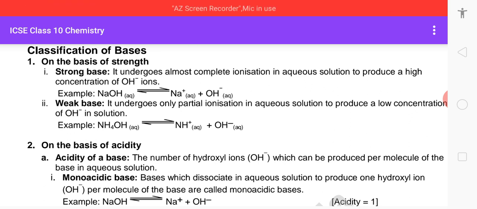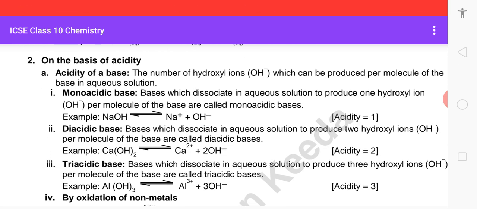Then the next basis of classification is on the basis of acidity. Acidity of a base is the number of hydroxyl ions which can be produced per molecule of a base in aqueous solution. First is monoacidic base. Bases which dissolve in aqueous solution to produce one hydroxyl ion per molecule of a base are called monoacidic bases. For example, NaOH produces only one hydroxyl ion, so we say that its acidity is 1.